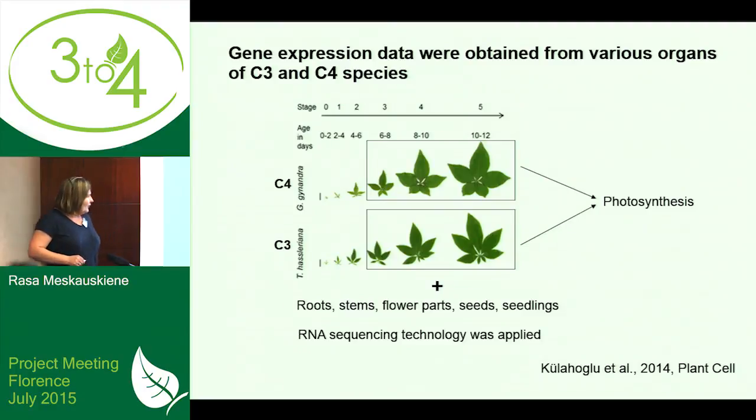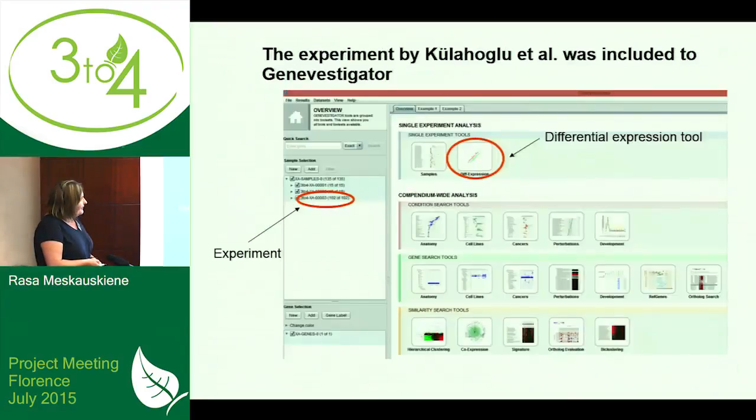And they also harvested other tissues like roots, stems, seeds, and so on. And they obtained gene expression data by RNA sequencing technology. So we thought it's a good experiment to include to GeneVestigator. We did that. So if you open GeneVestigator, you see something like that. Here are the experiments related to the 324 project, three of them.